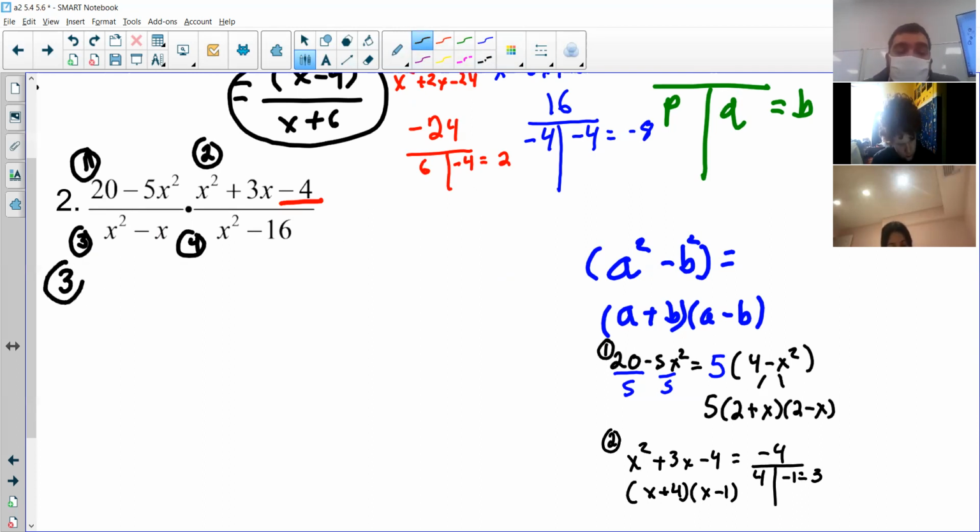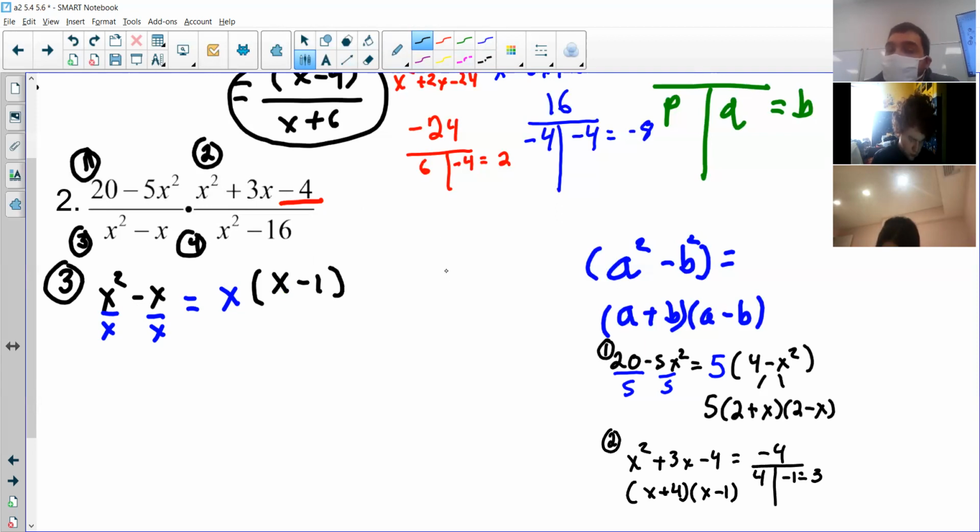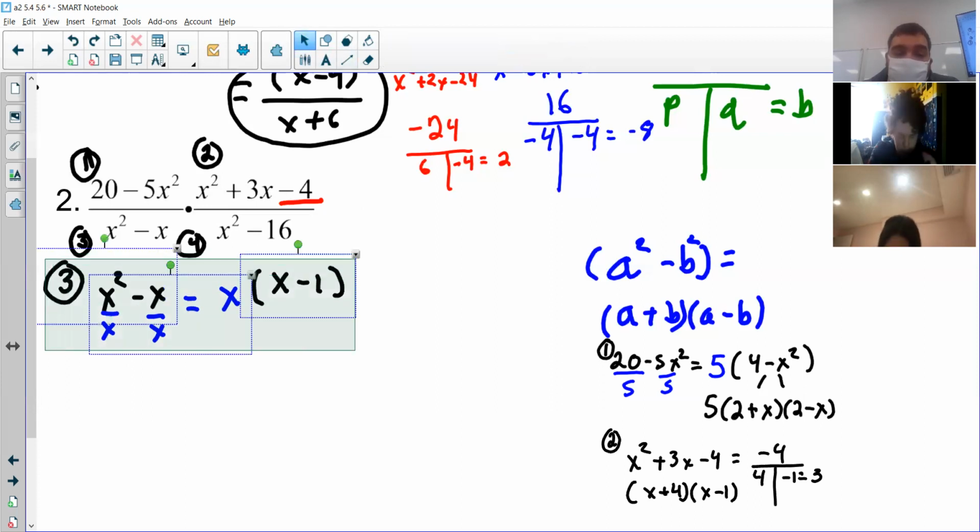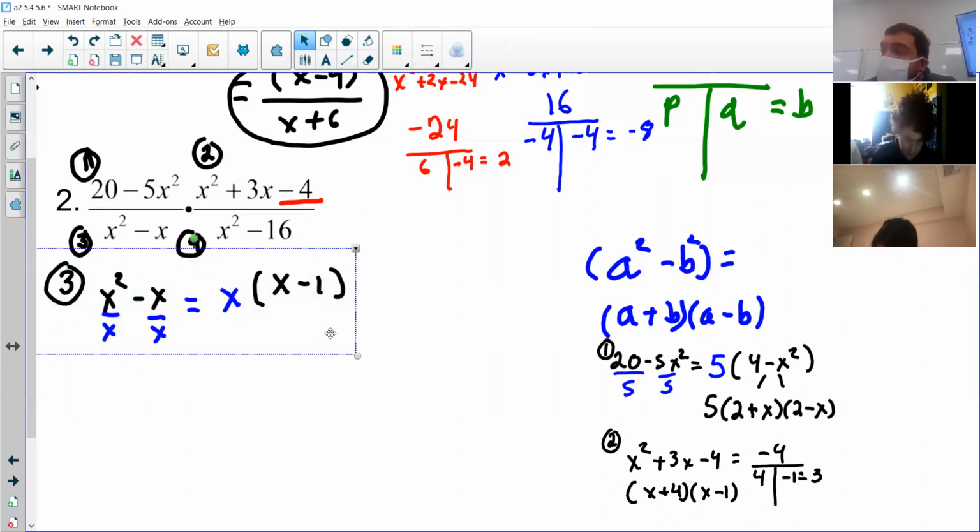Number 3, x squared minus x. Is there anything in common between x squared and x? And x. So I could just factor out x on both. So x will be on the outside, and then you have your leftovers on your inside, which is just x minus 1. Sometimes they're easy like that. You could just cut it down.